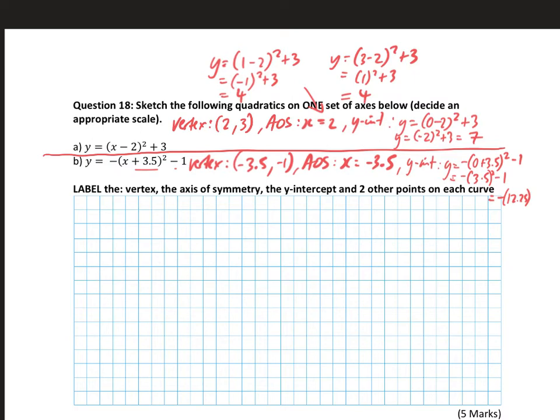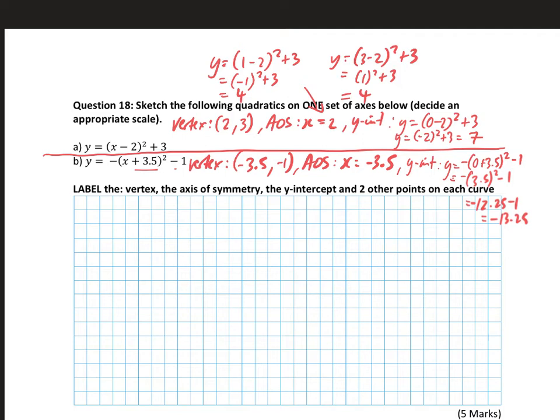I'm running out of space here. What do? Erase. I'm going to show the steps. Negative 12.25, take 1. Is it going to be equal to negative 13.25 for the y-intercept? And we need 2 other points.